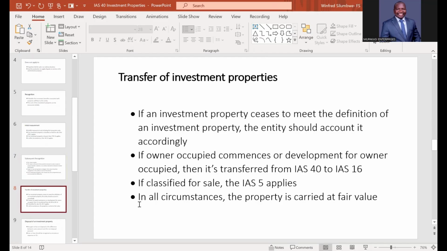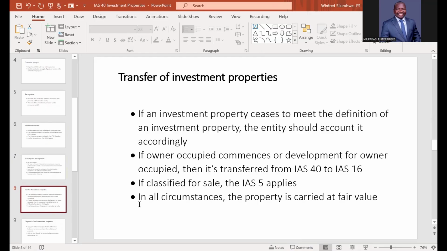If you built a property to lease it out for rentals, and then it changes, you put in your own stock. On this floor you'll be selling hardware, another one will be a hotel. Then it ceases to be investment property, because now you are the one occupying it. Now you are the one using it for administration purposes. It goes to IAS 16.